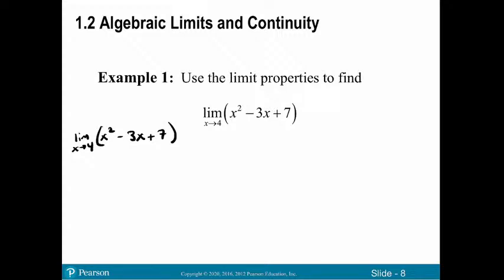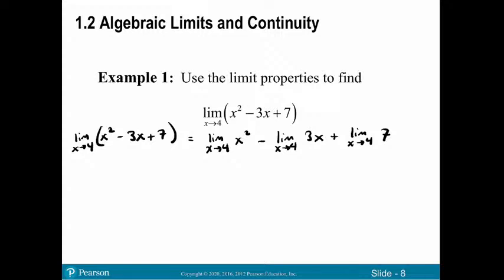So we want to find this limit. One thing that we said was the limit of the sum or difference is the sum or difference of the limits. So it's almost like we can pass the limit into the sum or difference, right? So this is going to be the same as the limit as x approaches 4 of x squared minus the limit as x approaches 4 of 3x plus the limit as x approaches 4 of 7, right? I just essentially passed the limit into the sum or difference. That's the idea.